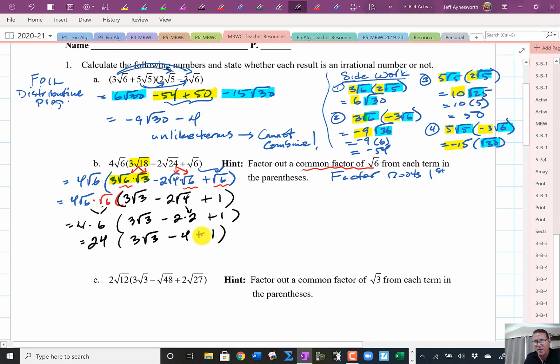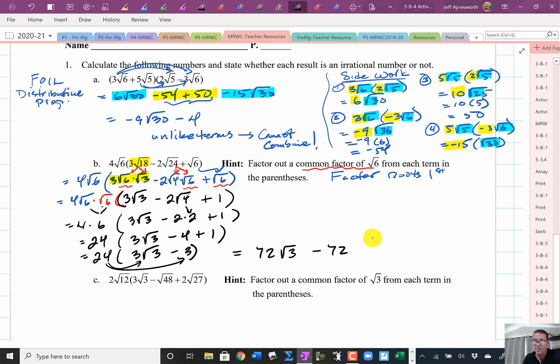Negative 4 plus 1 is a negative 3. So we have 24 times 3 root 3 minus 3 as our end result. If you distribute it through all the way, 3 times 24 is 72, so you have 72 rad 3, and then 24 times this 3 here, the second one, gives you another 72. And there, my friends, is the end expression here.